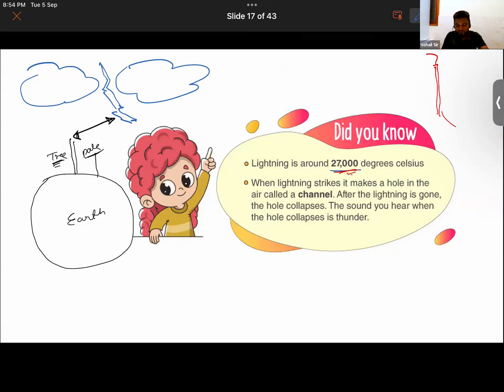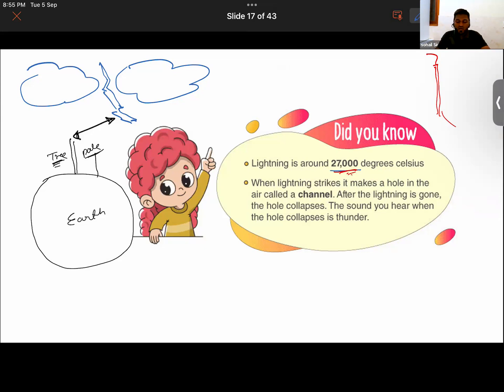Sir, I have a doubt. People say you should not attend a call on the phone during a thunderstorm. But why do people say we should not take a call on the phone when it does not have the tallest pathway like a tree?